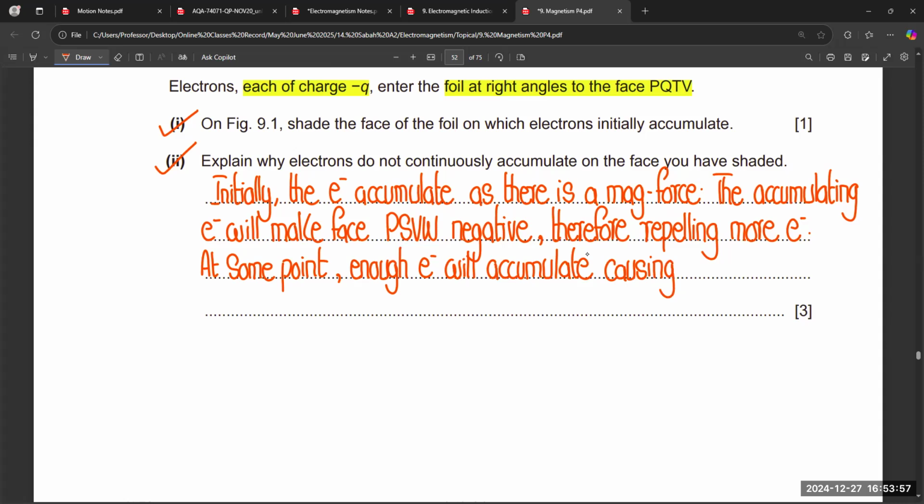Correct. So it will cause the electric force to equal the magnetic force.